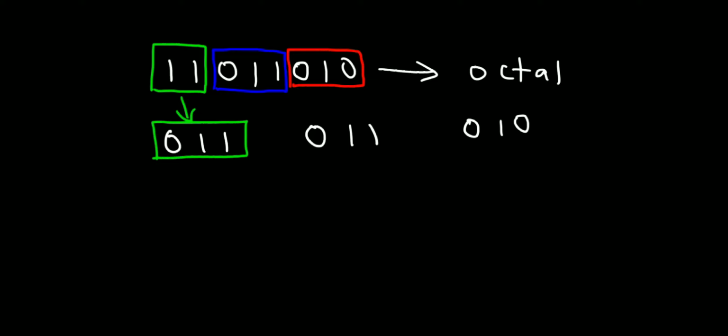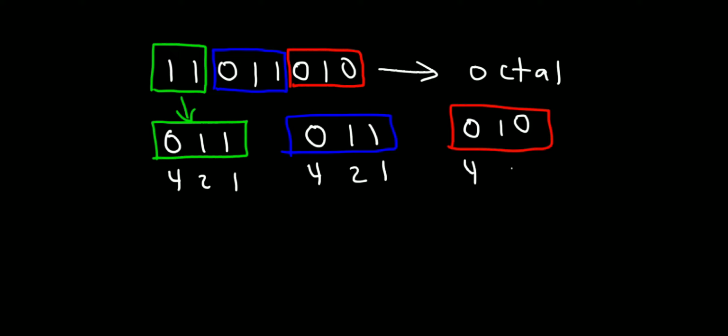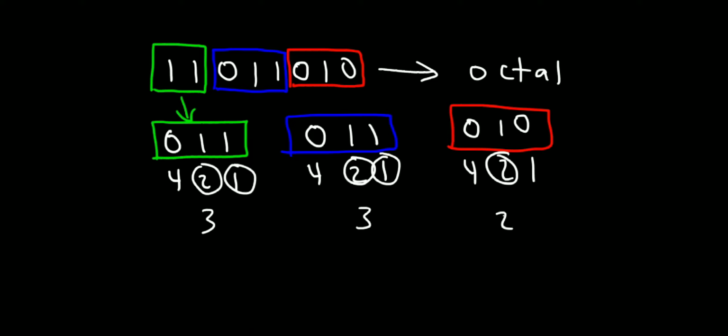I am showing you the groups. I have added 1 0 in this, and this 0 will not affect the value. So 4 2 1, 4 2 1, 4 2 1, and wherever it is 0 we will leave it. So 2 and 1 it is 3, 2 and 1 it is 3, and this is 2 only. So this answer is 332 with base 8.